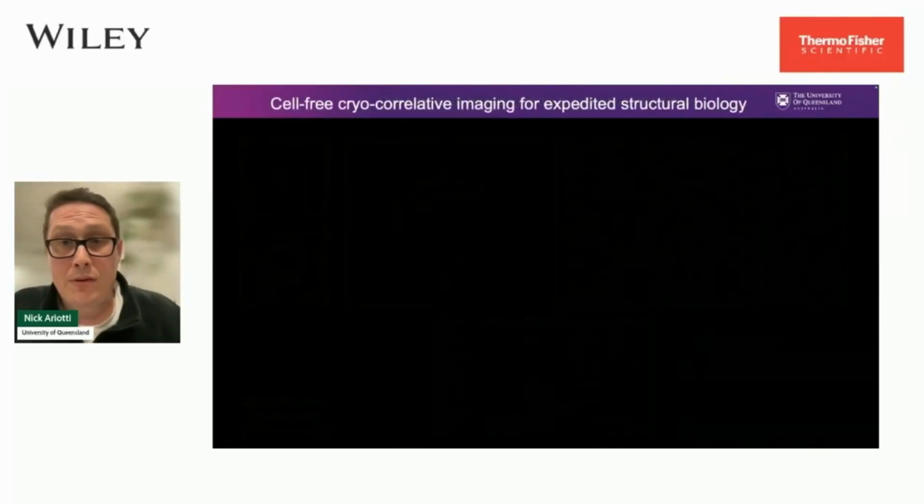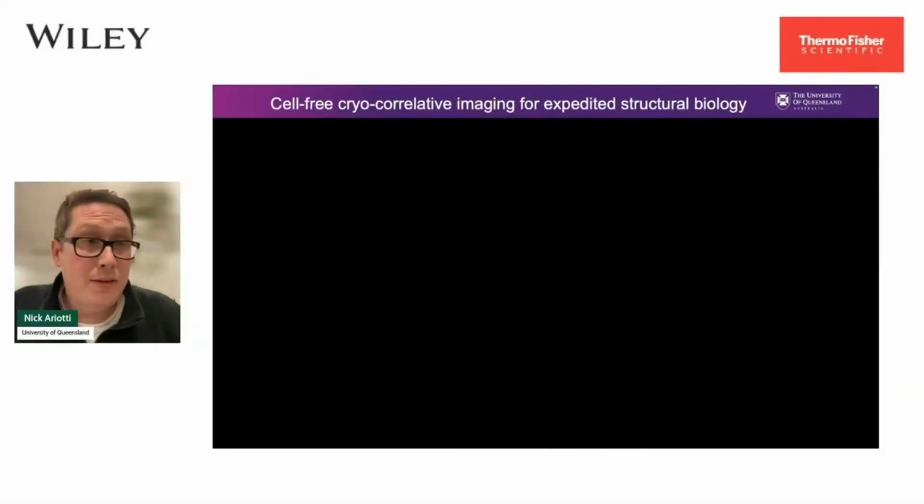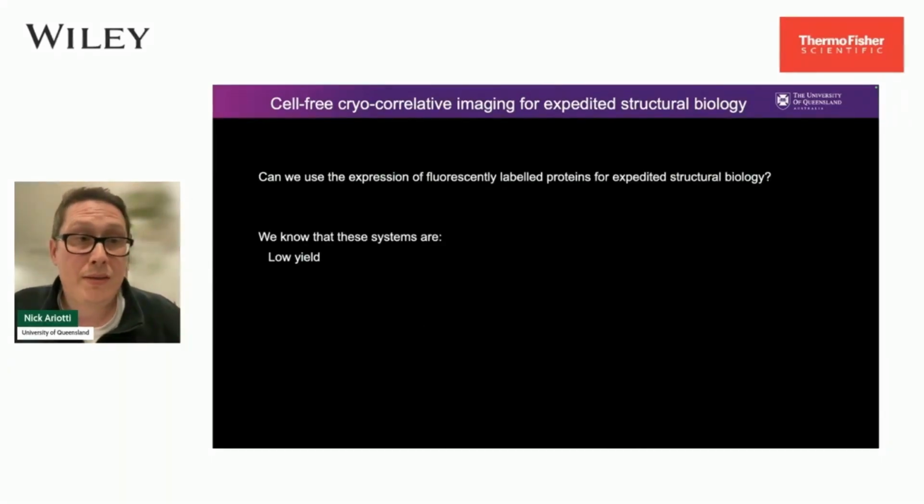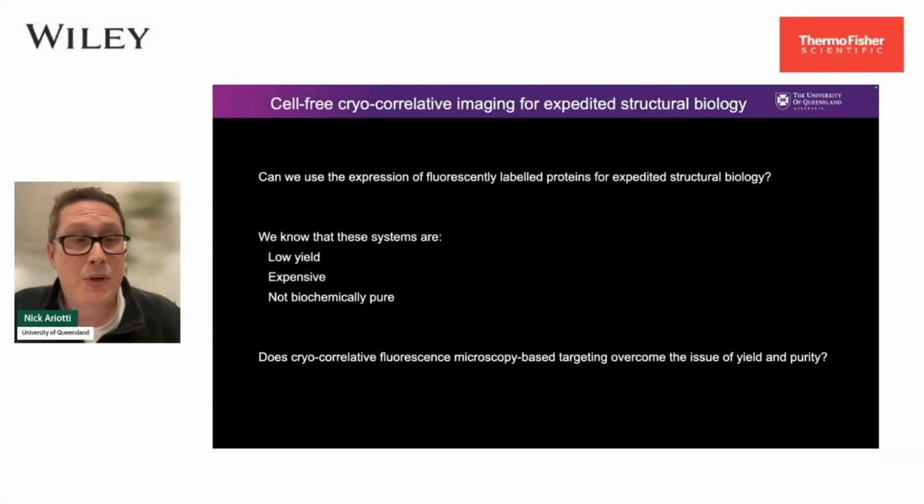Okay, so we know we can get to reasonably high resolution with this data, but can we use the expression of fluorescently labeled proteins for expedited structural biology in our cell-free system? We know that these systems are low yield, they're expensive, and they're not biochemically pure, but does cryo-correlative fluorescence microscopy-based targeting overcome the issue of yield and purity?